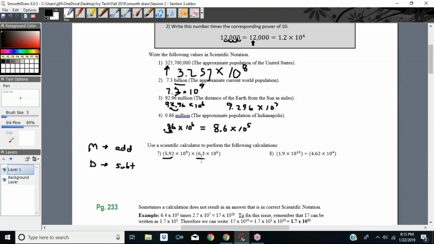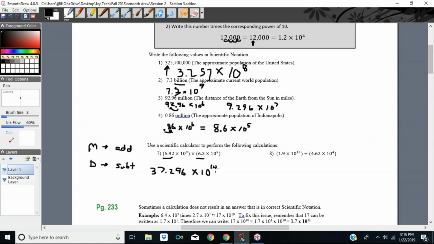I'm going to grab my calculator here, and I'm going to toss this in there. So I'm going to take 5.92 times 6.3. And here's what I got: 37.296. Now, there's a couple of things here. So times 10 to the, since we're multiplying, we're going to add the exponents. So 9 plus 5 is 14.